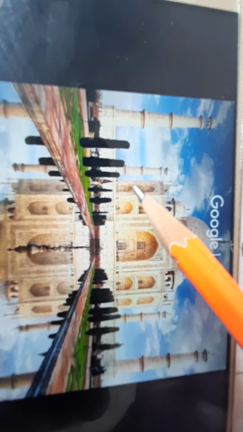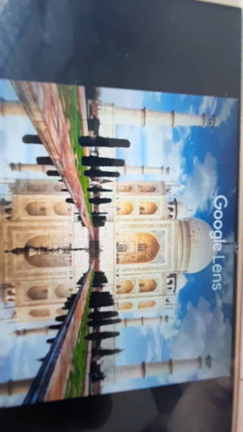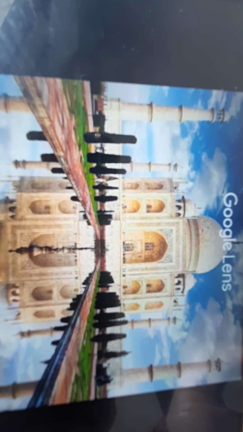These pillars are there, exactly the same pillars are on the right hand side. So this is very important in different fields. The symmetry chapter is very important in different fields.